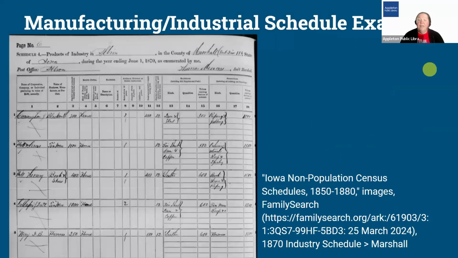So here's an example of an Iowa one. So you can see there's a blacksmith, there's a boot and shoe dealer, there's a harness shop, and you can see the value of these materials, what kinds of materials they had, things like that. So lots of different details that you can locate in these schedules. Sometimes they're 1 pages, sometimes they're 2 pages. It really depends on the time period and the industry. This one, I believe, was only a 1-page one.